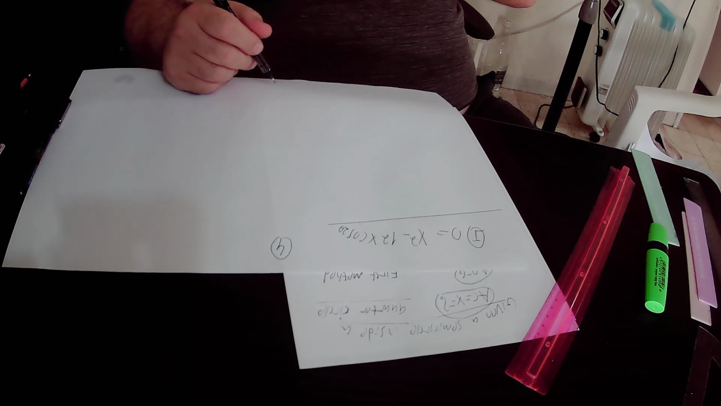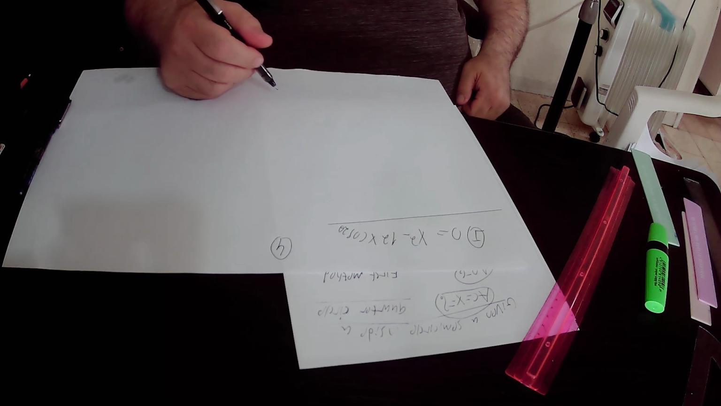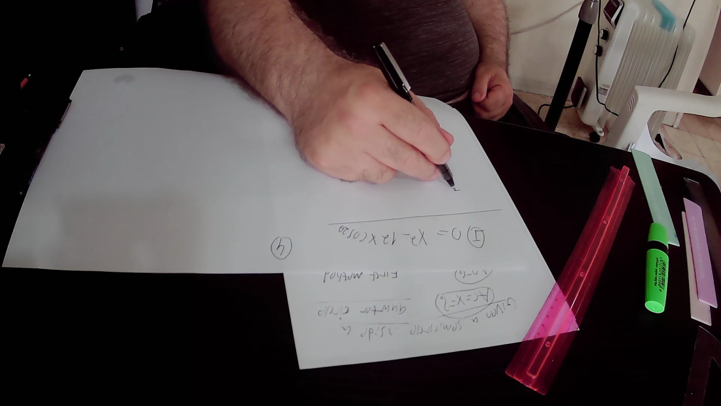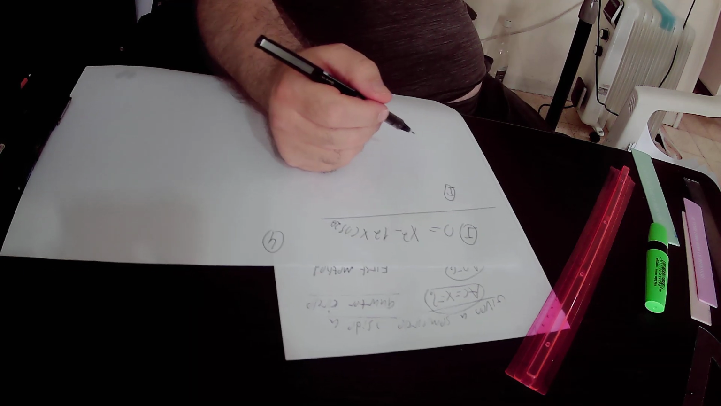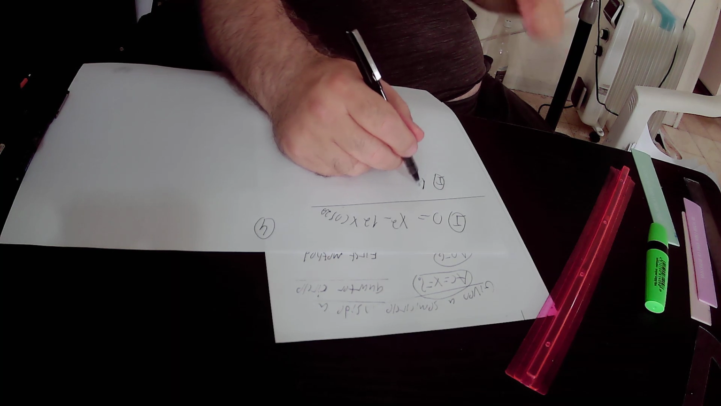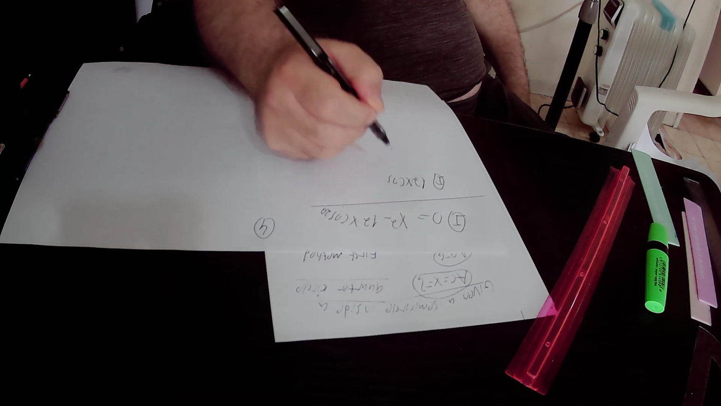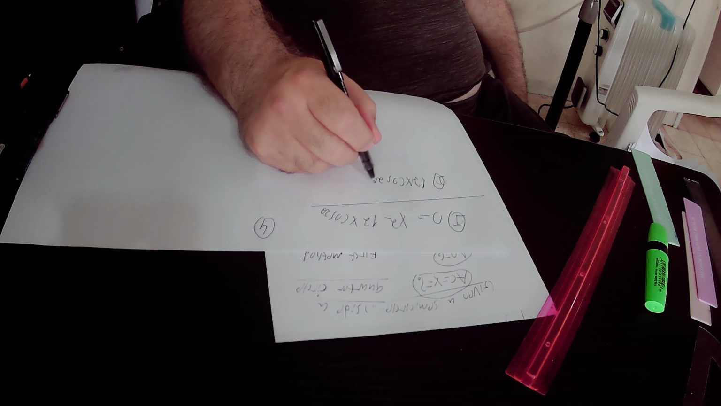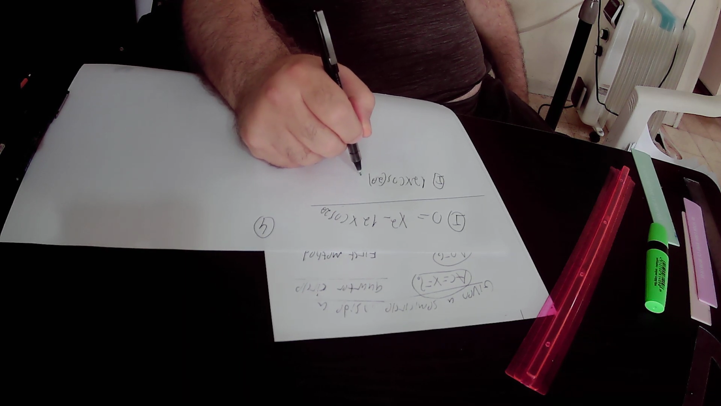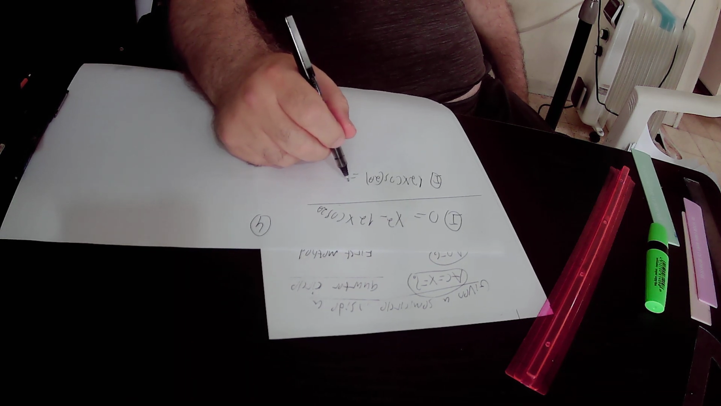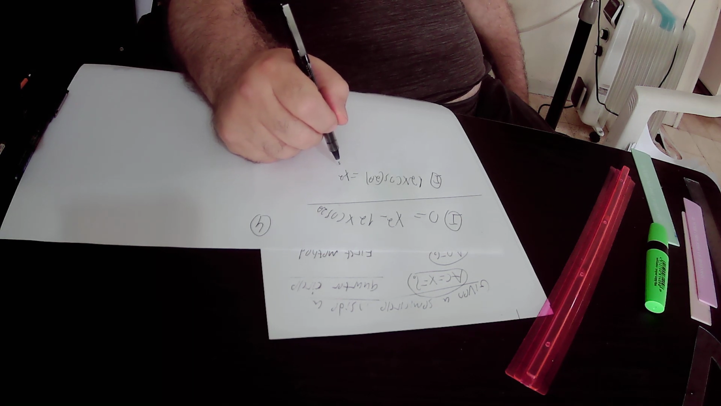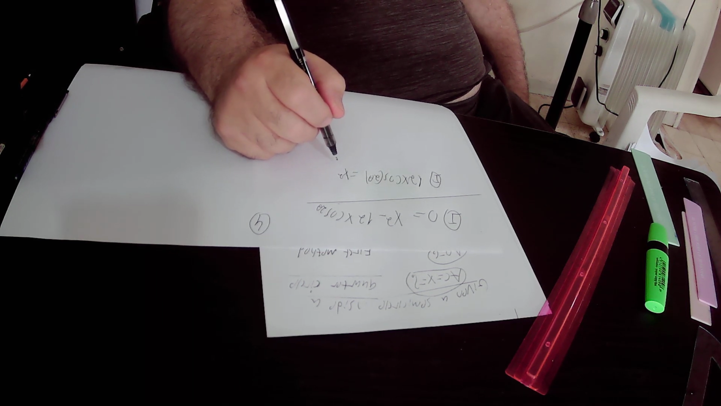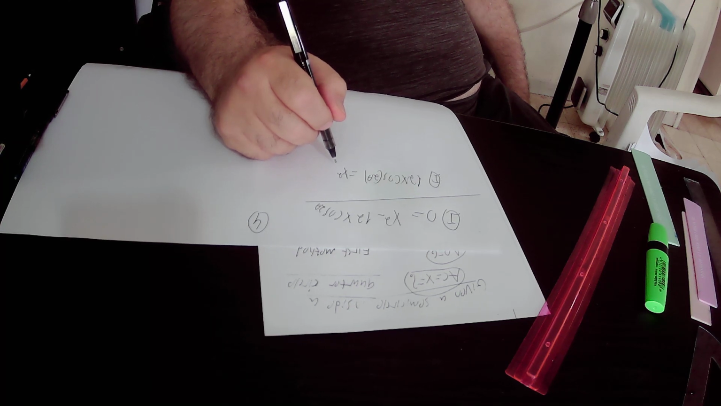Here we will add 12x cosine 2 theta to this equation, equation number 1, and we get that according to equation number 1, 12x times cosine 2 theta equals x squared.